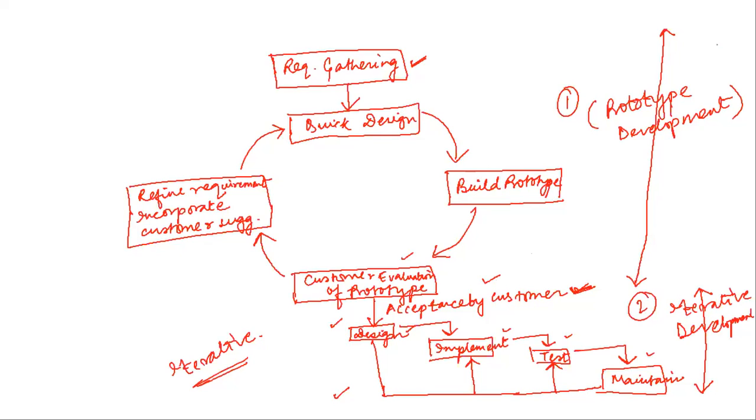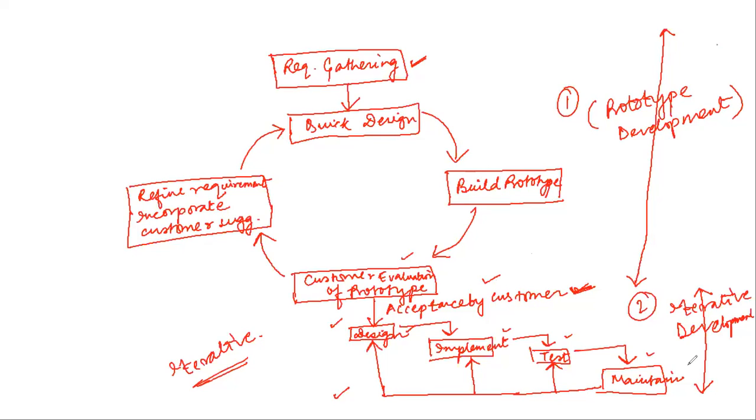So from requirement gathering to acceptance by the customer, this is the prototype development phase. And then the iterative development phase will start. That is, once the customer approves the prototype, the actual software is developed using the iterative waterfall approach. As you can see, there are feedback paths, and from this I can easily say it is an iterative waterfall approach. So this is the concept.